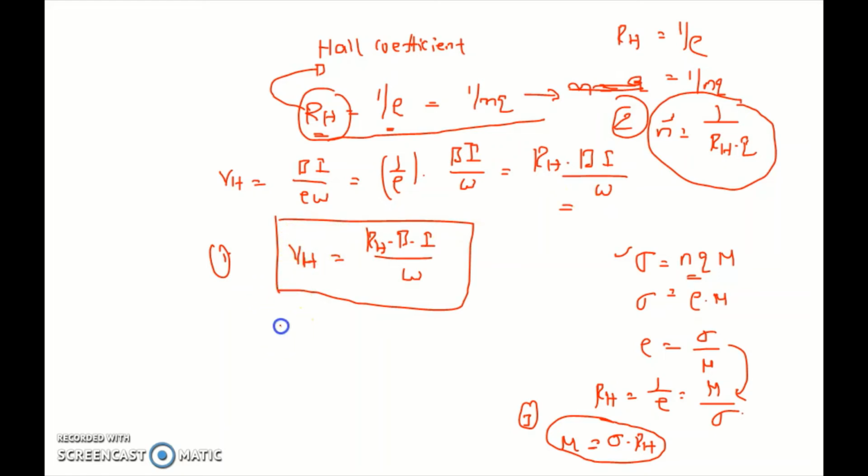And here one more thing is that if VH is negative, then the specimen can be called an n-type semiconductor. If VH is positive, then we can say that the specimen is a p-type semiconductor. That means if the Hall voltage is negative, then the given specimen is n-type, and if the Hall voltage is positive, then the given specimen is a p-type semiconductor.